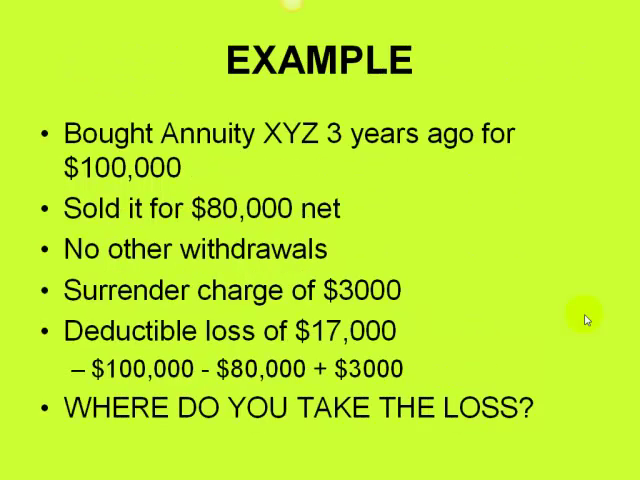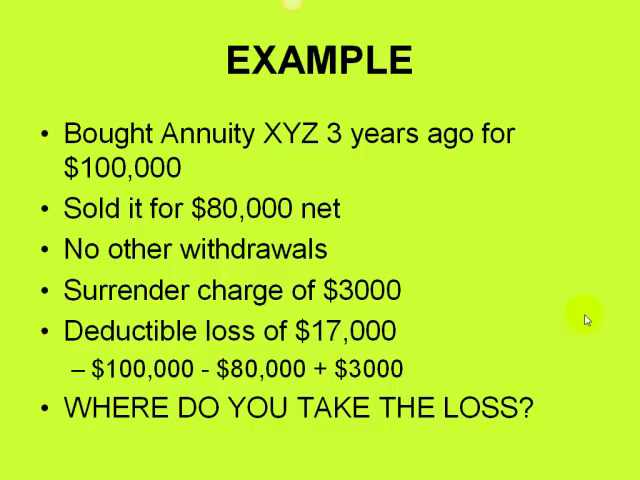So let's look at an example. Let's say you bought an annuity XYZ 3 years ago for $100,000, your original cost basis, and you recently sold it for $80,000 net. In other words, you received a check for $80,000. You made no other withdrawals from this contract, and the surrender charge that you paid was $3,000. Well, your deductible loss in this instance is going to be $17,000. And the easy math is $100,000 minus the $80,000 that you got net plus the $3,000 you had to add back in for the surrender charge gives you the loss that you're able to take.